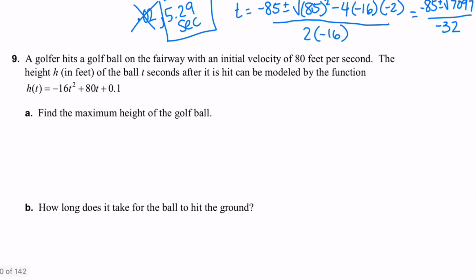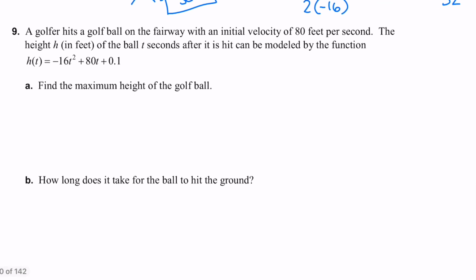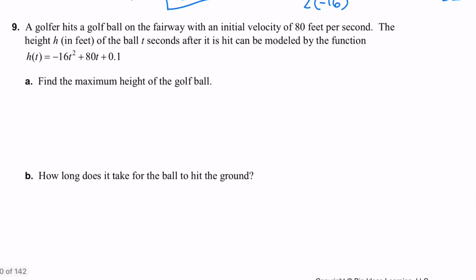Number 9, a golfer hits a golf ball on the fairway with an initial velocity of 80 feet per second. Remember that 80 feet per second is the B value, the velocity. And the height in feet of the ball, t seconds after it is hit, can be modeled by this function. We want to find the maximum height of the golf ball.